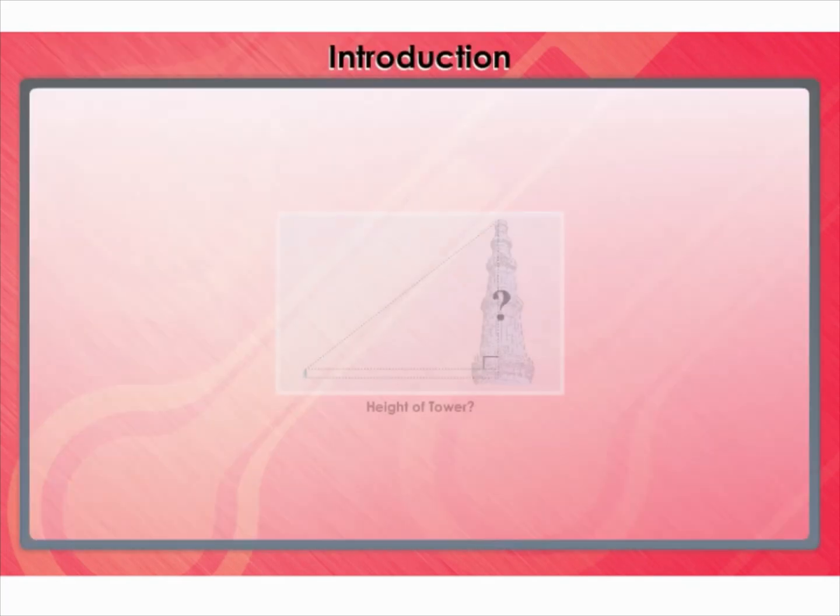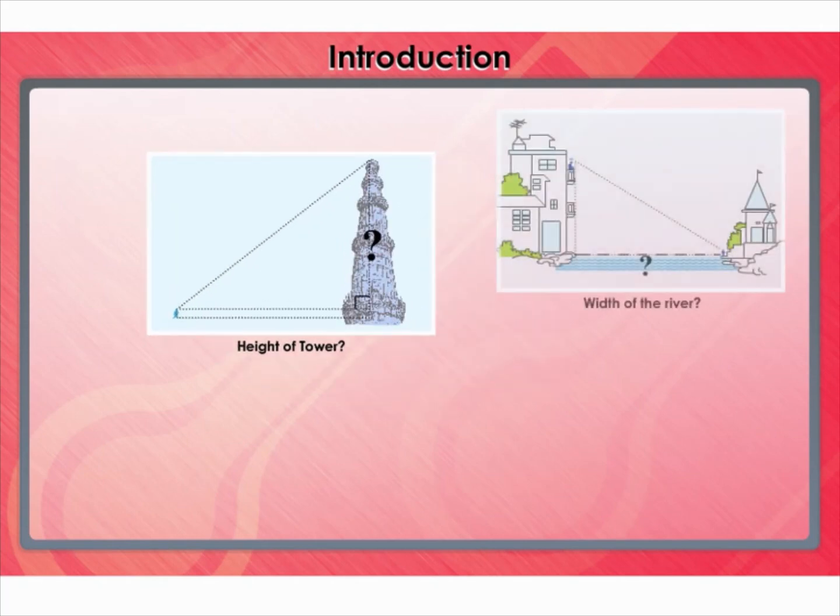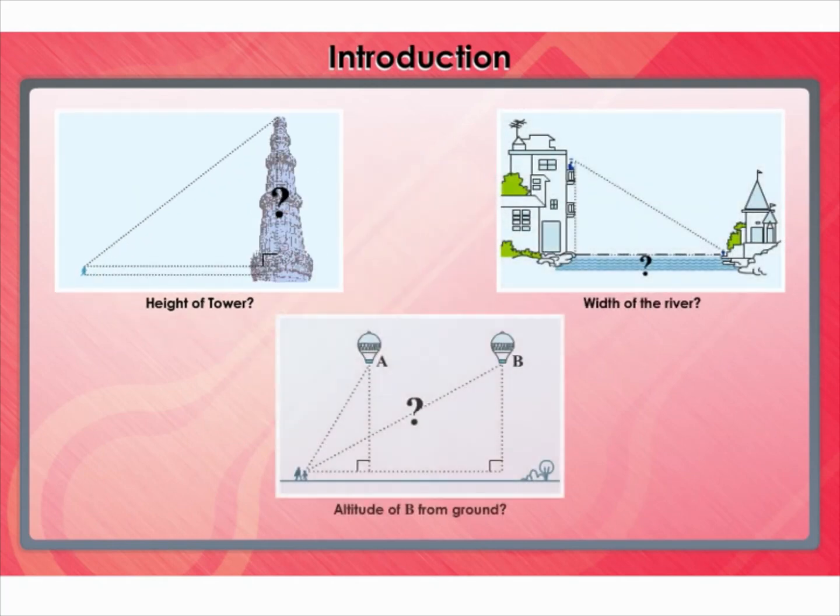Introduction. Let's begin this chapter with some examples. View the images shown. In image 1, we need to find the height of the tower. In image 2, we need to find the width of the river. In image 3, we need to find the altitude of B from the ground.